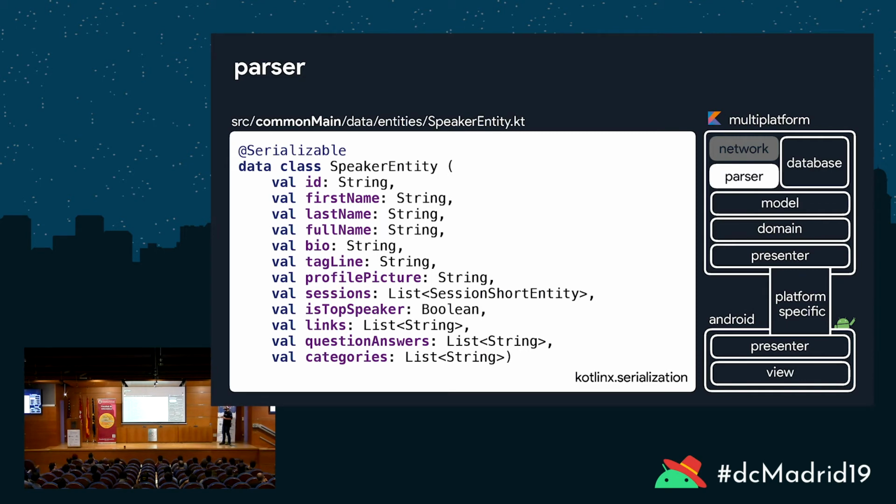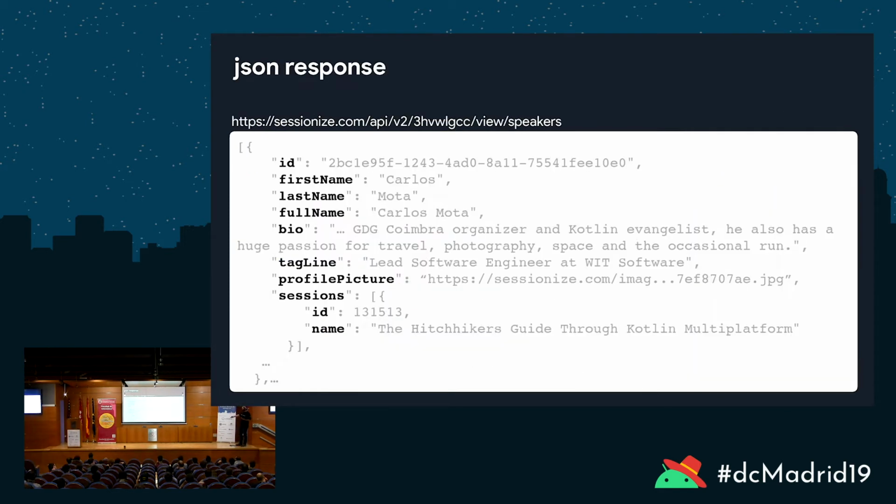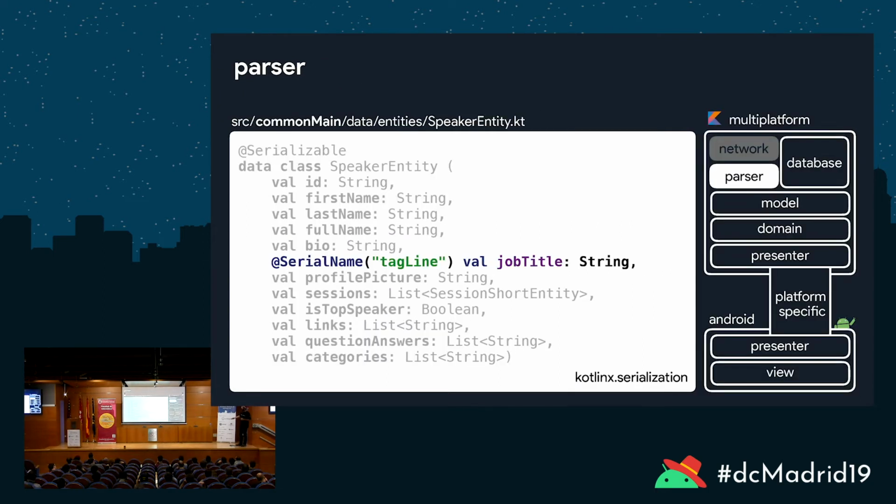I just need to say that this is serializable, and then I'm going to use Kotlin serialization that works right out of the box. If for some reason you don't want to use the same name that we've seen before, you can just create a new one and say, okay, the serial name is going to be tagline, but I want to store it in jobTitle. Once again, this is quite similar to Android, and it works out of the box.